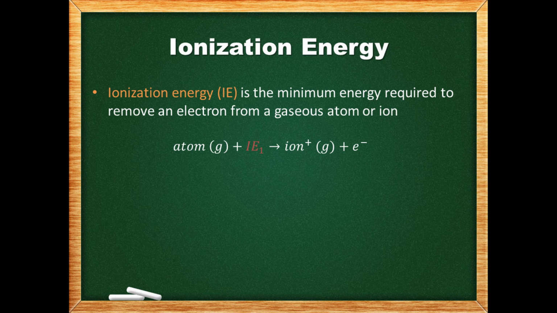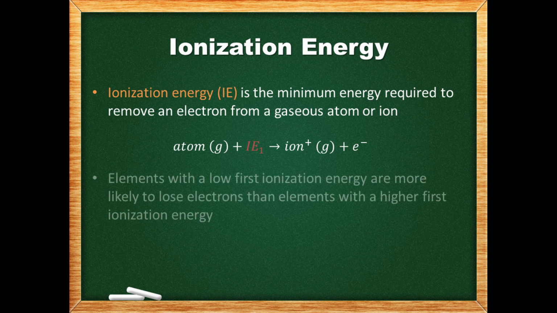Ionization energy tells us how strongly an atom holds on to its outermost electrons. For instance, an element with a low first ionization energy will be more likely to lose electrons and form cations during chemical changes, while one with a high first ionization energy might have a tendency to gain electrons and form anions, or perhaps not form ions at all.